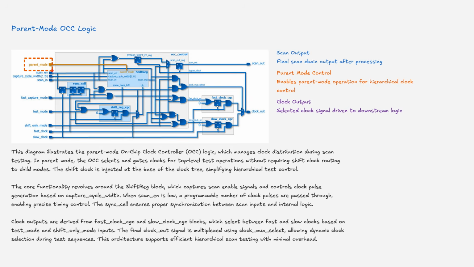Clock outputs are derived from fast clock CGC and slow clock CGC blocks, which select between fast and slow clocks based on test mode and shift-only mode inputs. The final clock out signal is multiplexed using clock mux select, allowing dynamic clock selection during test sequences. This architecture supports efficient hierarchical scan testing with minimal overhead.